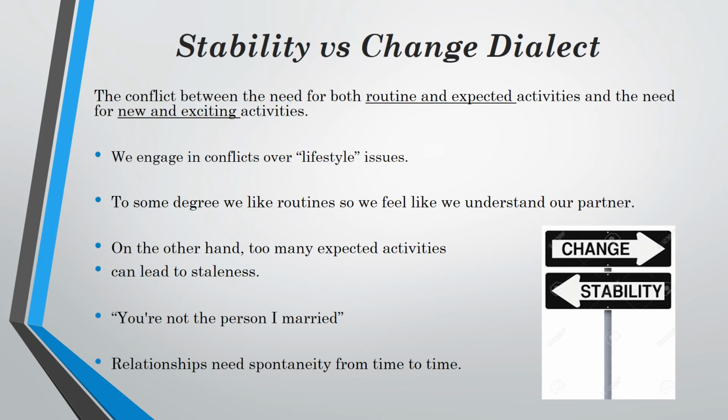This is a conflict between the need for both routines and expected activities and the need for new and exciting activities. We engage in conflicts then over lifestyle issues. To some degree, we like routine, so we feel like we understand our partner. We want to predict things about them. We want to expect things about them and grow to know how they'll talk and behave. But on the other hand, too much expected activity can lead to staleness in a relationship. We don't want to be bored. We don't want to expect and predict everything about our partner.